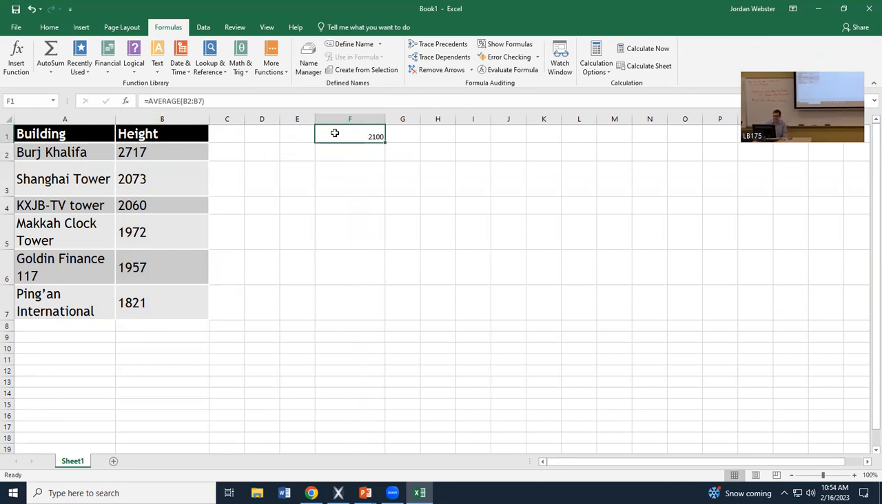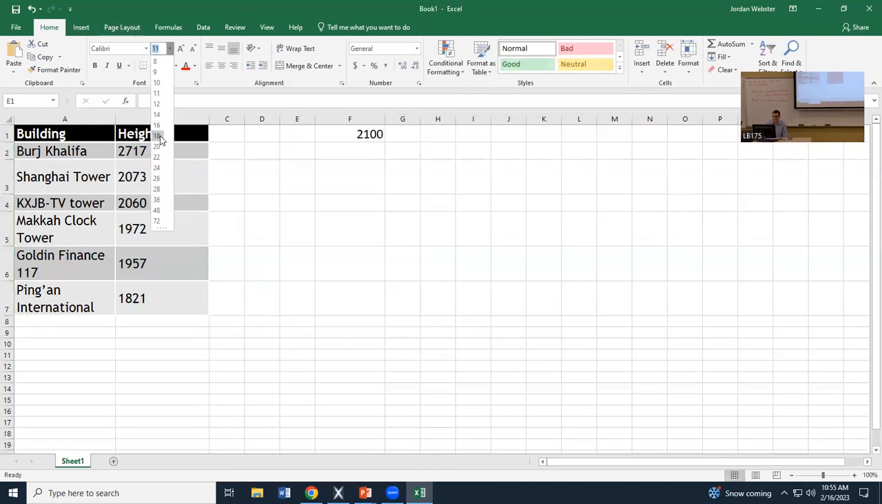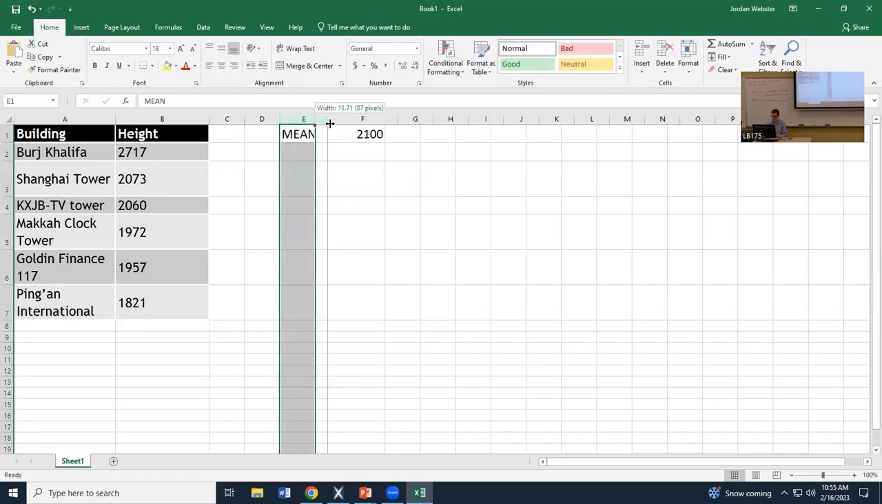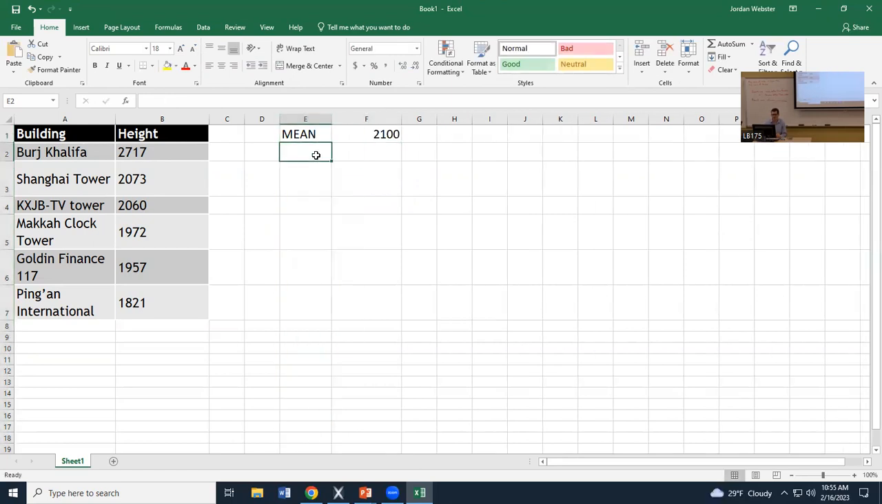And I get 2100. Now let me make that a little bit bigger. Make it the same size. So that's how you do a mean. So the mean is 2100. Is that what we got last time? Everybody remember that? Should be.